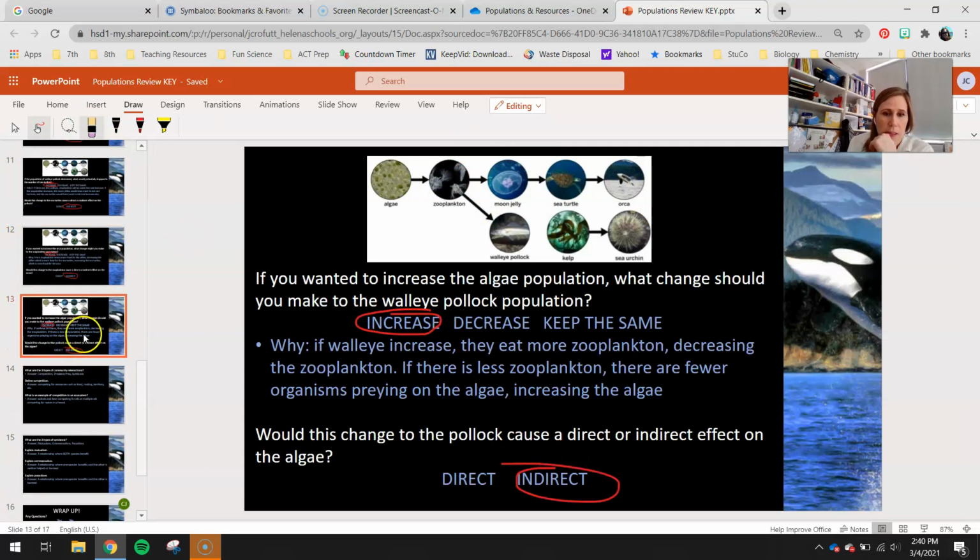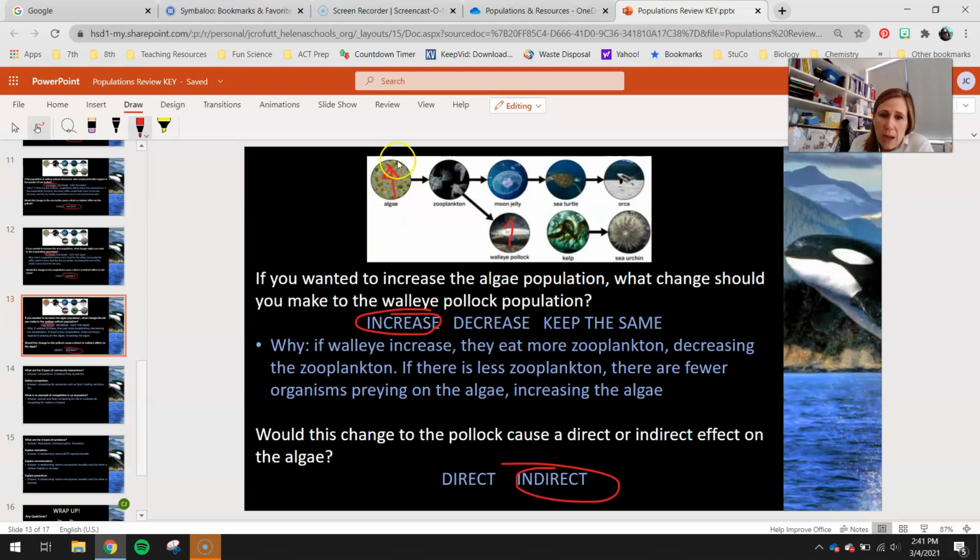Okay. All right, next one. I think this is the last one with our little food web here, and then we're going to speed through the other ones. This one's a little bit different, a little bit harder to think about. If you wanted to increase the algae population, what change should you make to the walleye pollock?